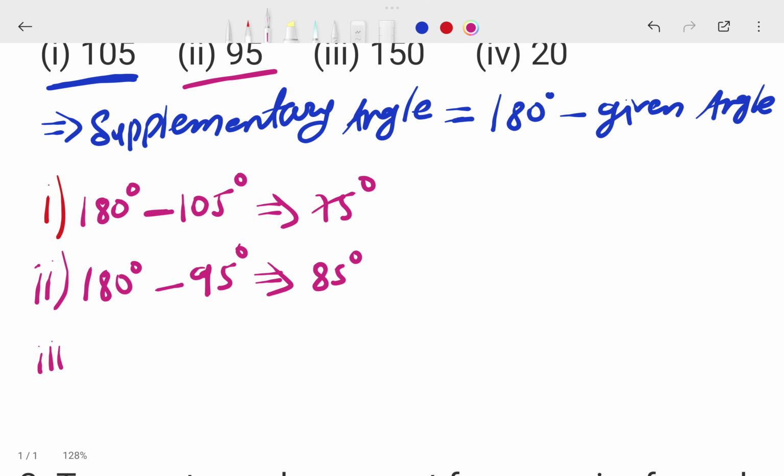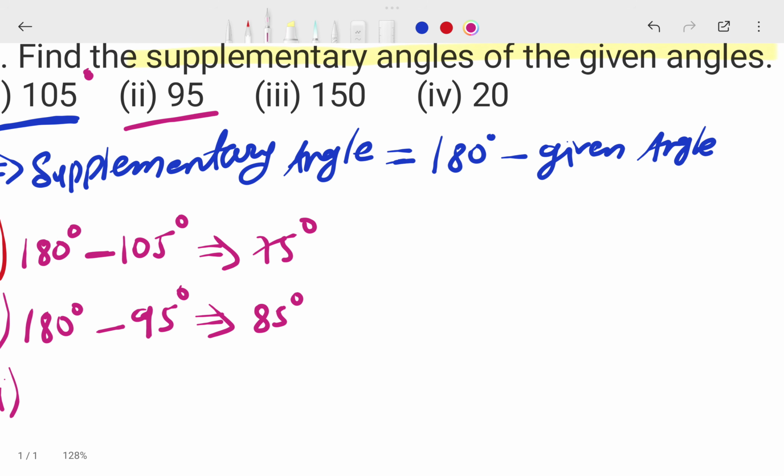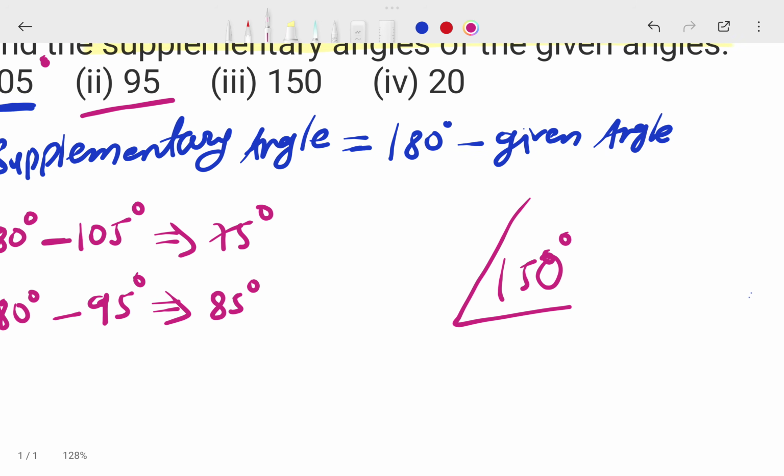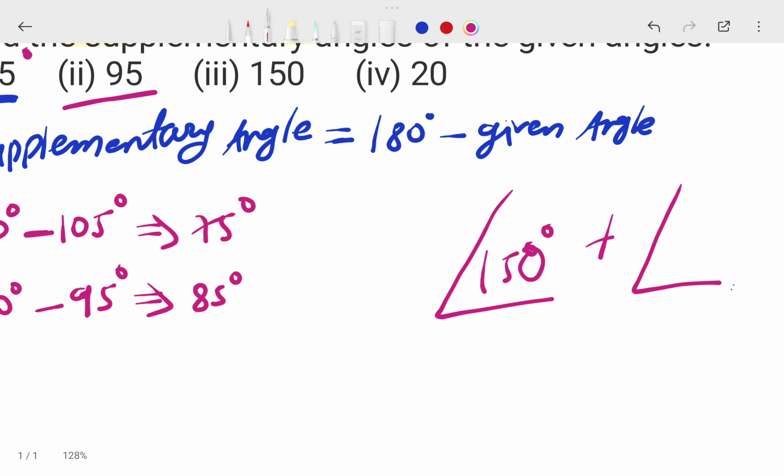Okay, now come to the third question. In the third question, the angle is 150. The next angle we don't know. If we add both of them, it should be 180. So this is 150 already, but what should this angle be? So how will you find it?